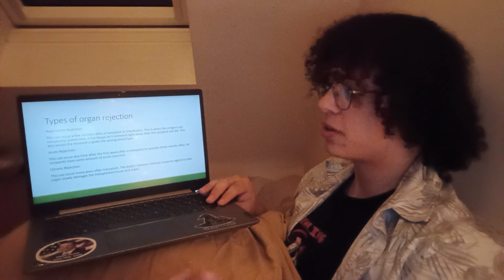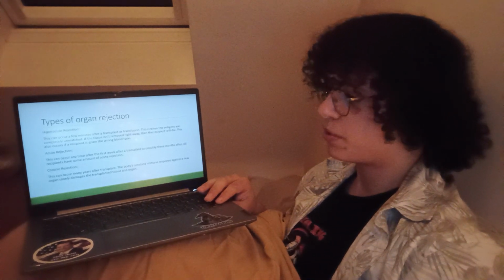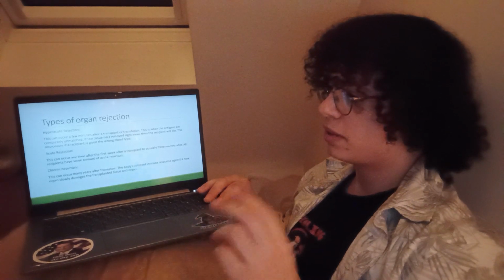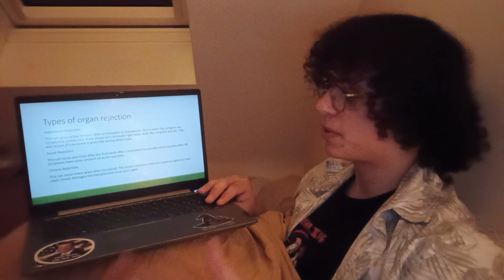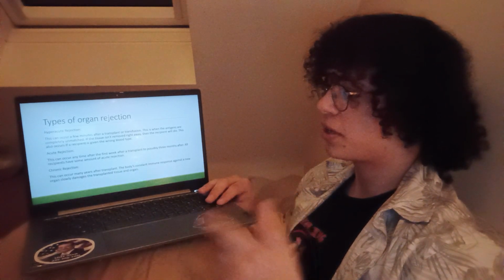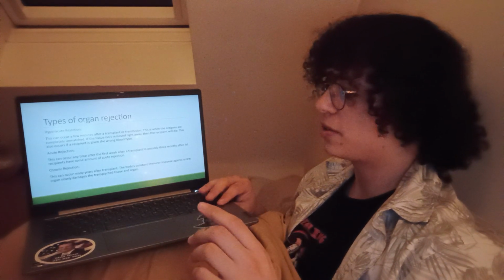Acute rejection. This occurs any time after the first week from transplant to possibly 3 months afterwards, and everyone receives some form of it. Chronic rejection happens many years after transplant, where the body's immune response is constantly breaking down the new transplanted tissue or organ.